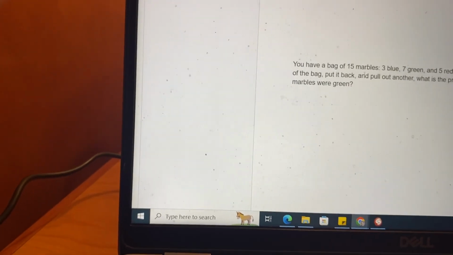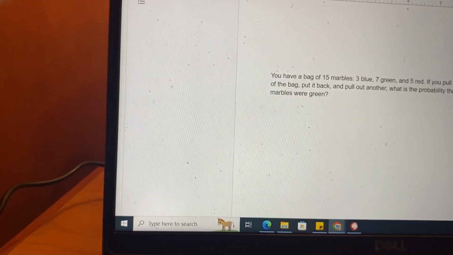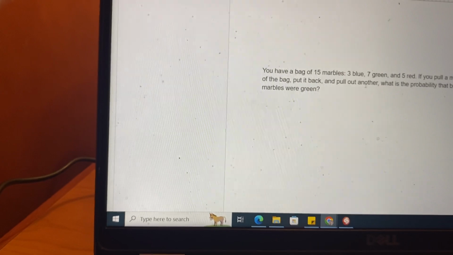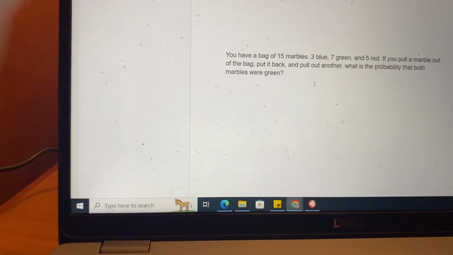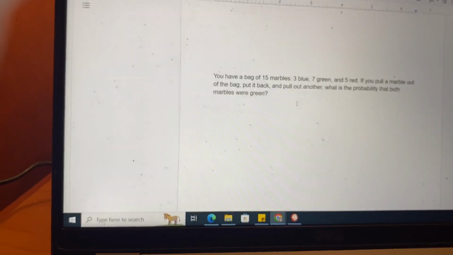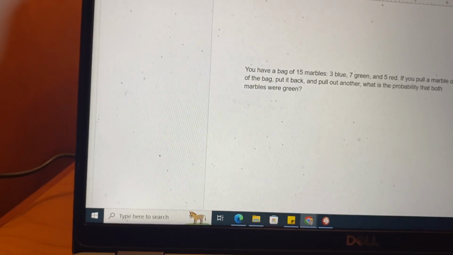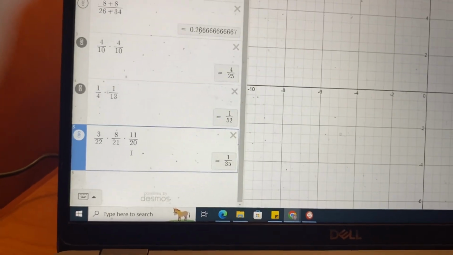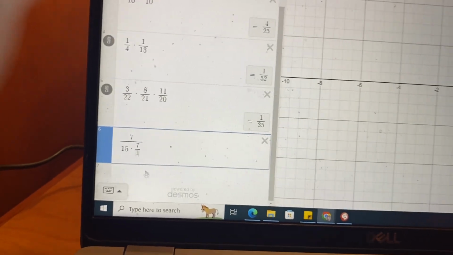Okay, last one, we have a bag of 15 marbles, 3 blue, 7 green, 5 red. If you pull a marble out of the bag, look at it, put it back, and pull out another, what's the probability that both marbles were green? This one is going to be like an independent situation because we're going to look at it, we're going to put it back. So both times this is 7 out of 15. So this one just needs to be 7 out of 15 times 7 out of 15.